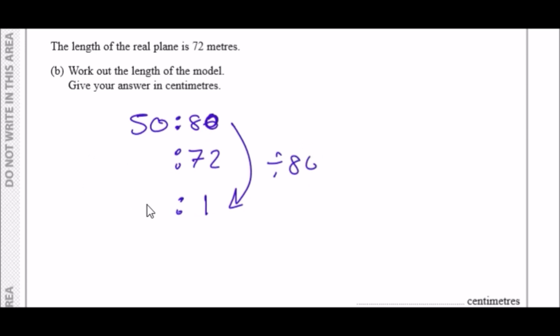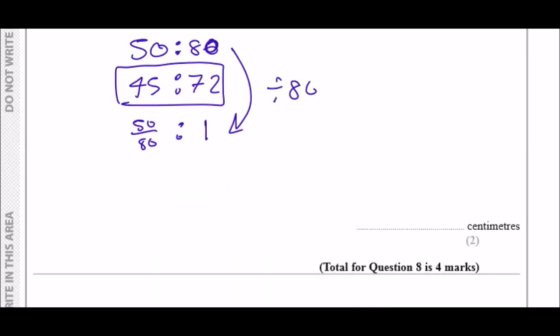So dividing 50 by 80 is, well, let's just say 50 over 80. And then to get 72, just multiply up by 72. So in your calculator, it's 50 over 80 times 72, which will give you a nice 45 centimeters. And this looks about right. So the actual length of the model is 45 centimeters.